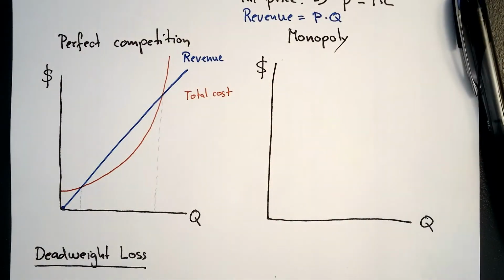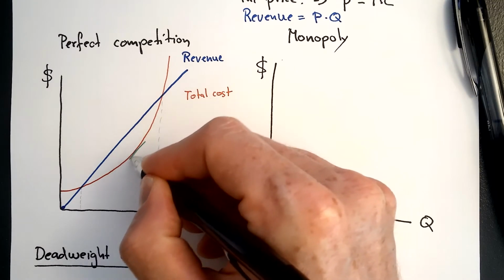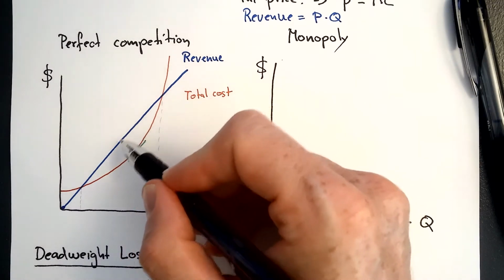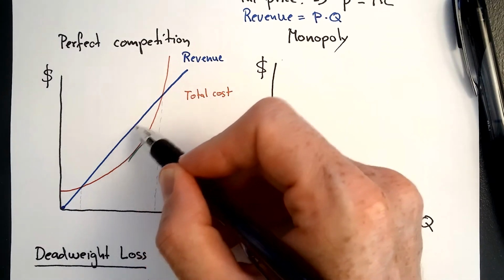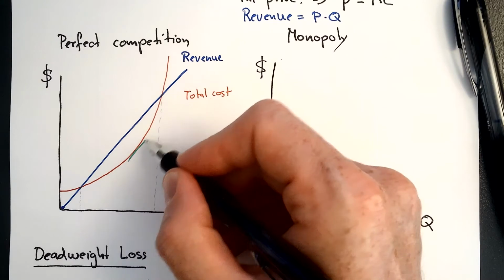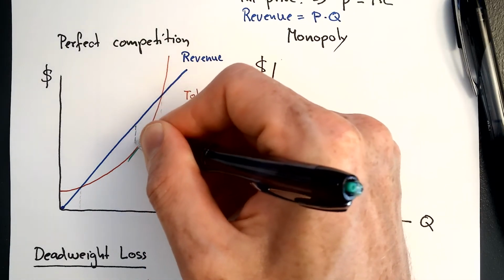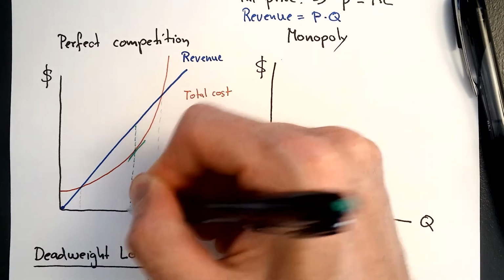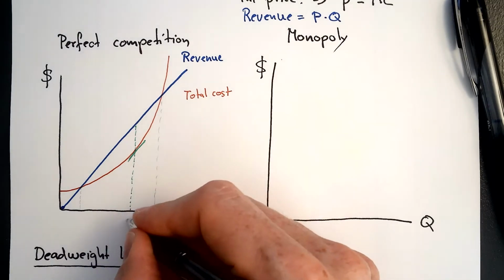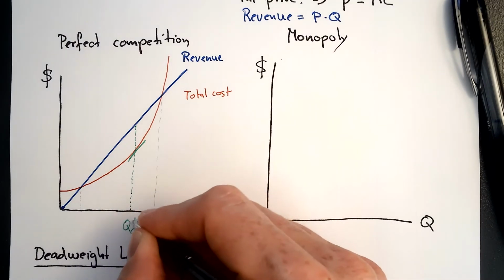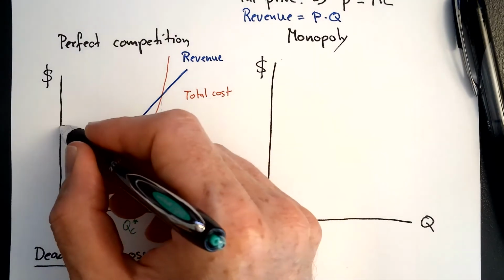where I assume this point is somewhere here, where the two slopes are identical. Remember that the slope of the revenue function is the price or the marginal revenue, and the slope of the total cost function is the marginal cost. And hence this is where we have the profit maximized. Let's call this QC star, the quantity under perfect competition that maximizes the profit.